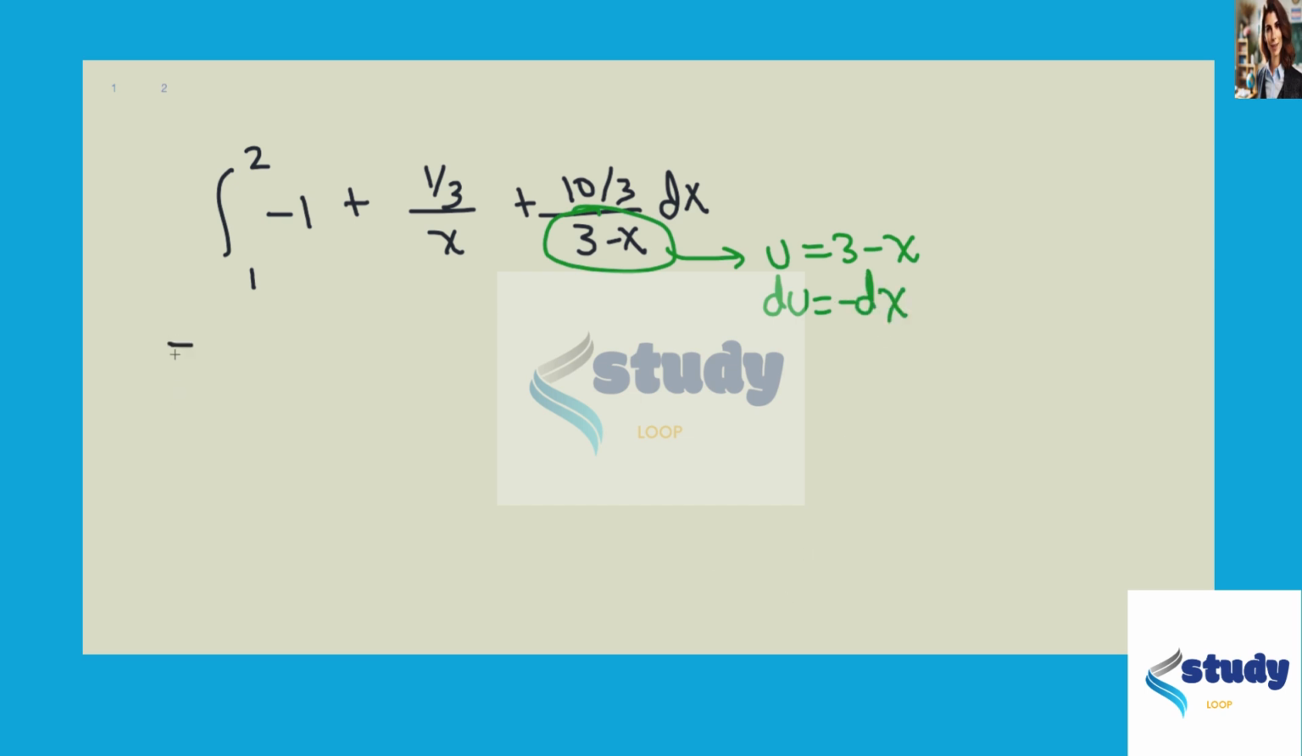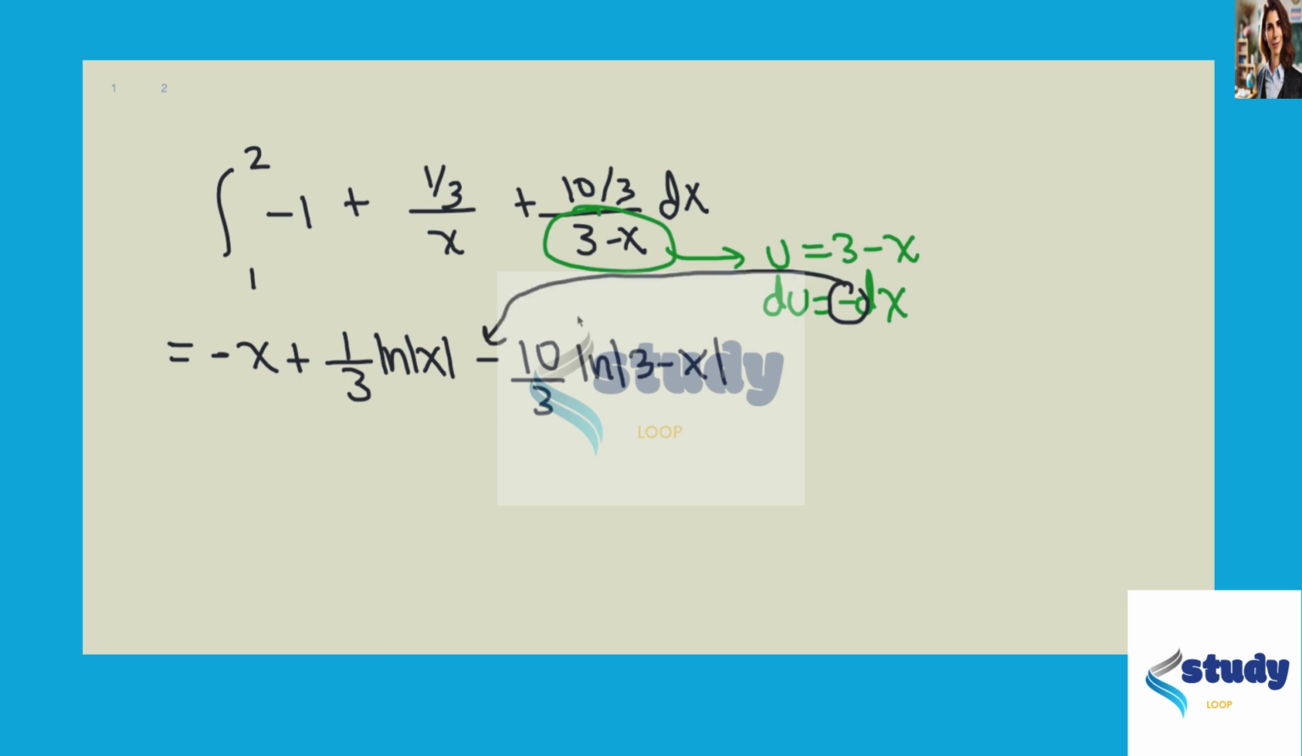So let's integrate these three. The first one is just minus x. For the next one, natural log absolute value of x. And for the last one, 10 over 3 with a minus, natural log absolute value of 3 minus x. You can see the negative is coming from the u sub. And don't forget our endpoints, 1 and 2.